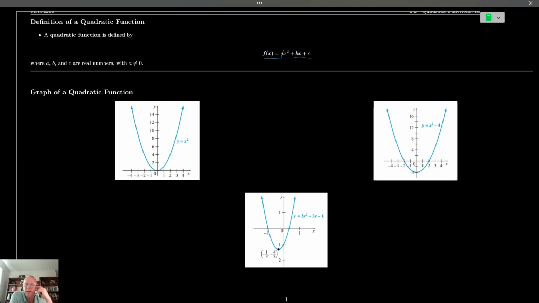And we're going to talk about shifts in the next video. That's the second half of this section. So we'll see a lot more of that, and what happens if it's plus 4, what happens if we put a negative in front of the x squared, and all that kind of stuff.